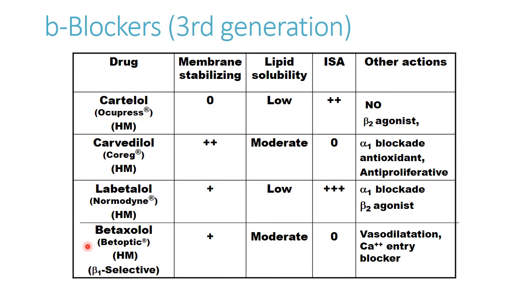And then betaxolol is another one. You can see it used for glaucoma. It's got some vasodilatory effects, calcium blocking effects. So there's a little bit of bleed over here. Just be aware these don't follow that same nomenclature. They're not going to be strictly as beta-1 selective as we would see with the second generation. That makes sense? Okay.